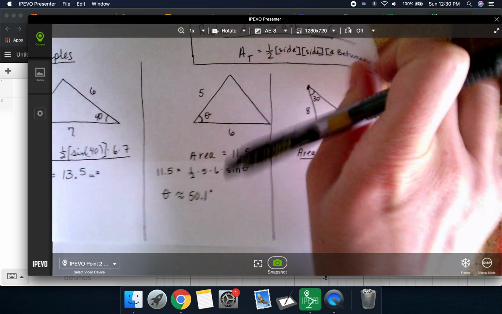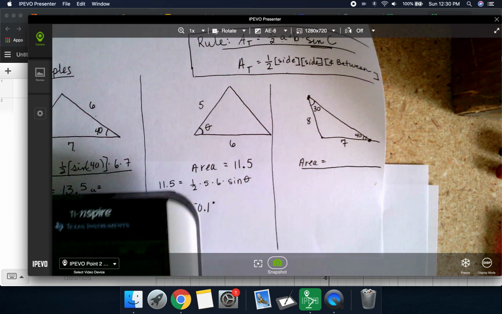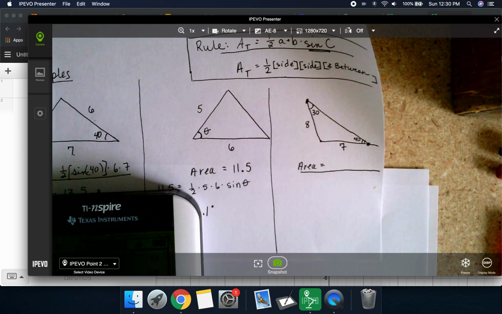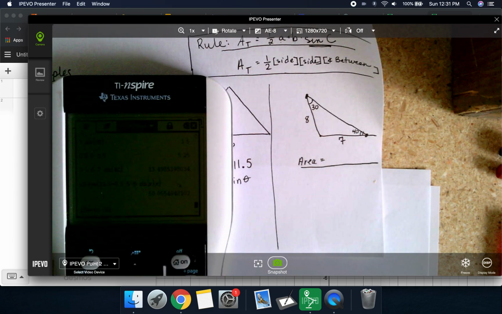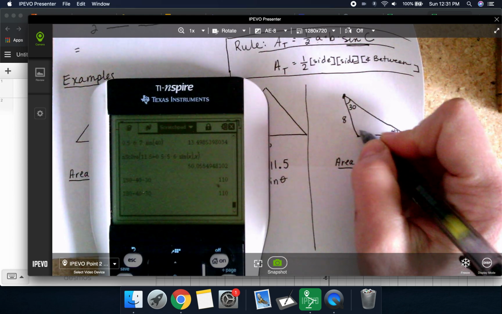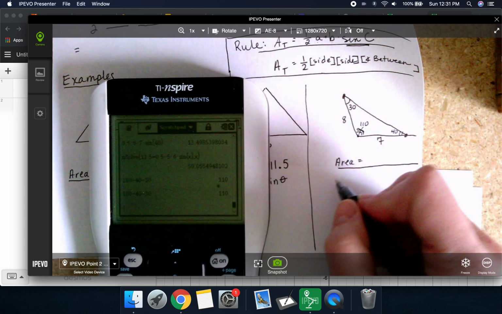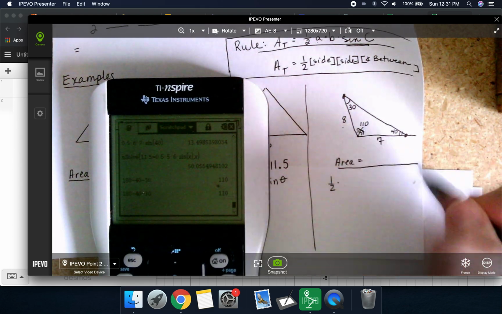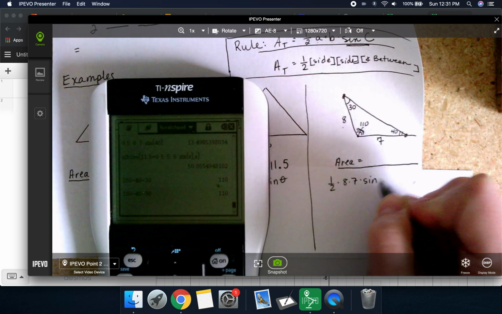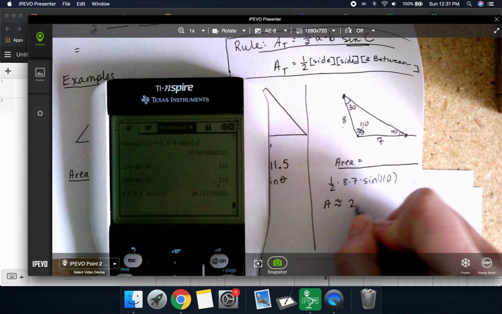The last one here is a little bit different, where we're not actually given an included angle, but we know that the degrees in a triangle make 180. So we'll just say 180 minus 40 minus 30 is going to give us that last angle. I know that's kind of hard to see, but this angle ends up being right here, 110. So just like we did before, 1/2 times side, included angle: 8 times 7 times the sine of 110. So 0.5 times 8 times 7 times the sine of 110, and we're going to get that this area is approximately 26.3.